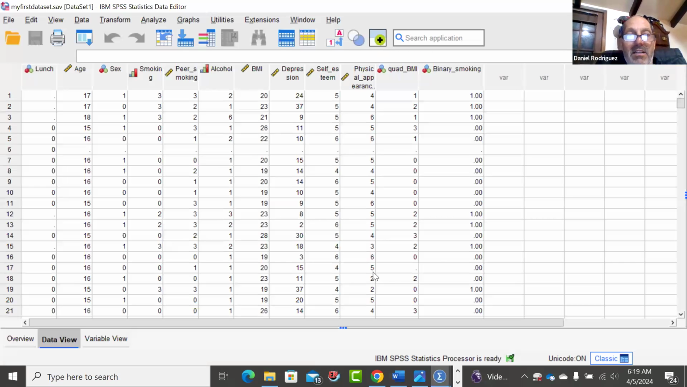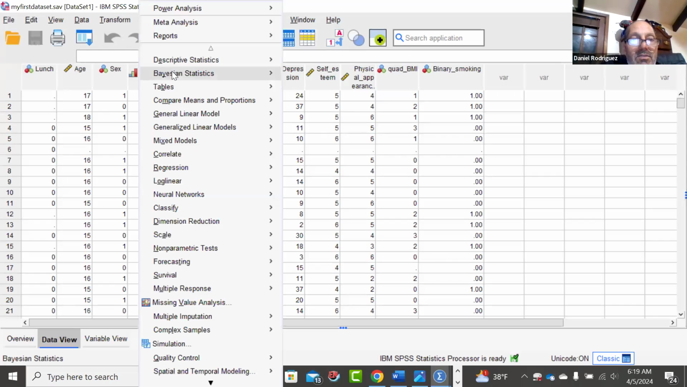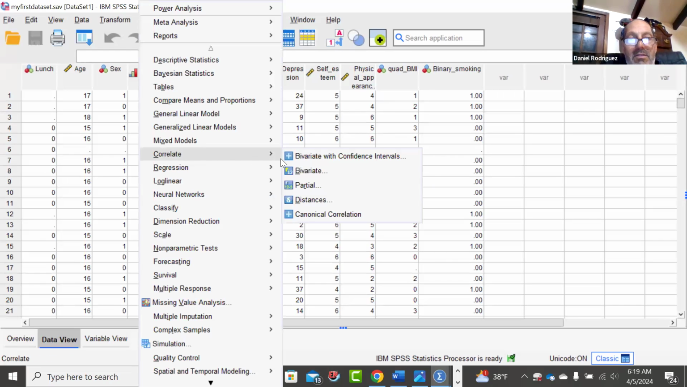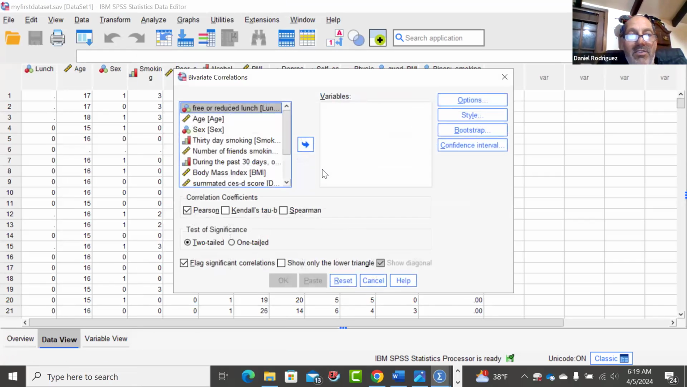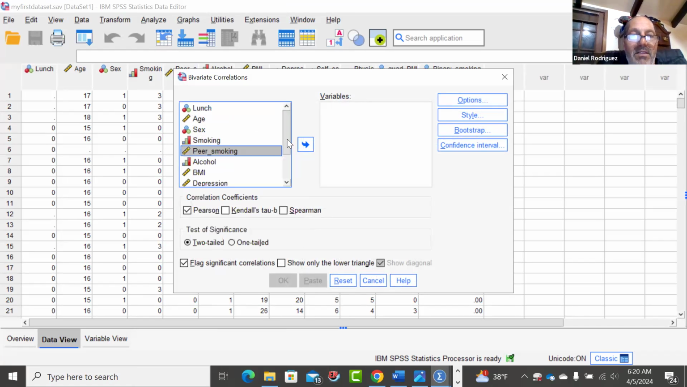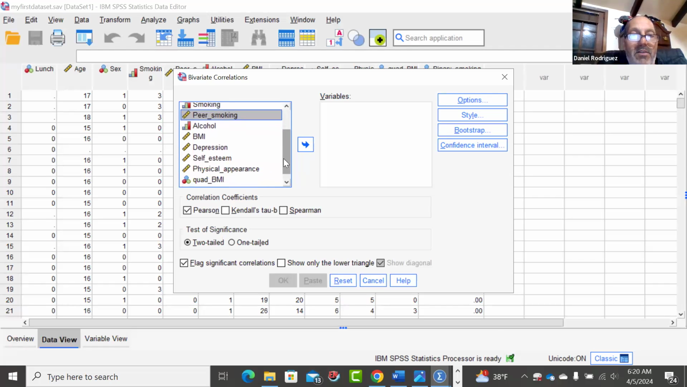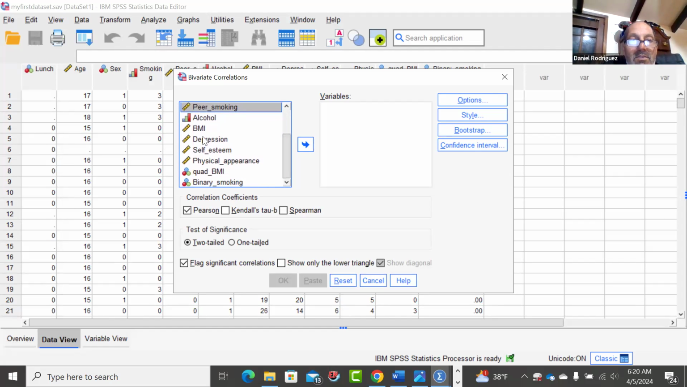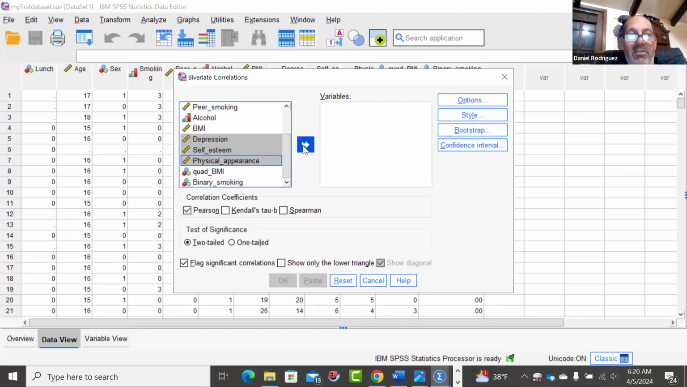I have my first data set up here. Let's go ahead and do this. We'll go to Analyze, go to Correlate, and we want bivariate correlations. We're going to start with the bivariate correlation. You can get confidence intervals as well. I always right-click because I prefer having the variable names here. That's just my preference. So let's do depression, control, self-esteem, perceived physical appearance, and put all this in there at the same time.